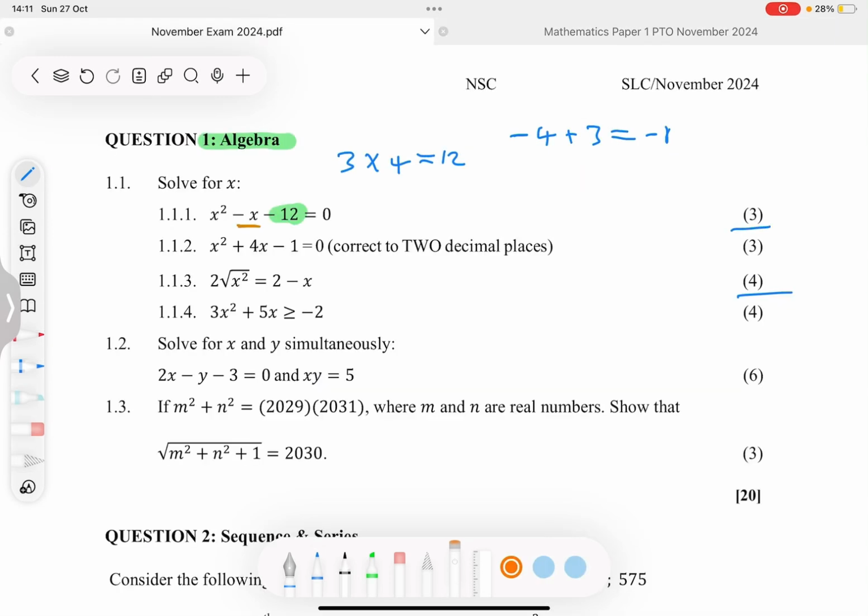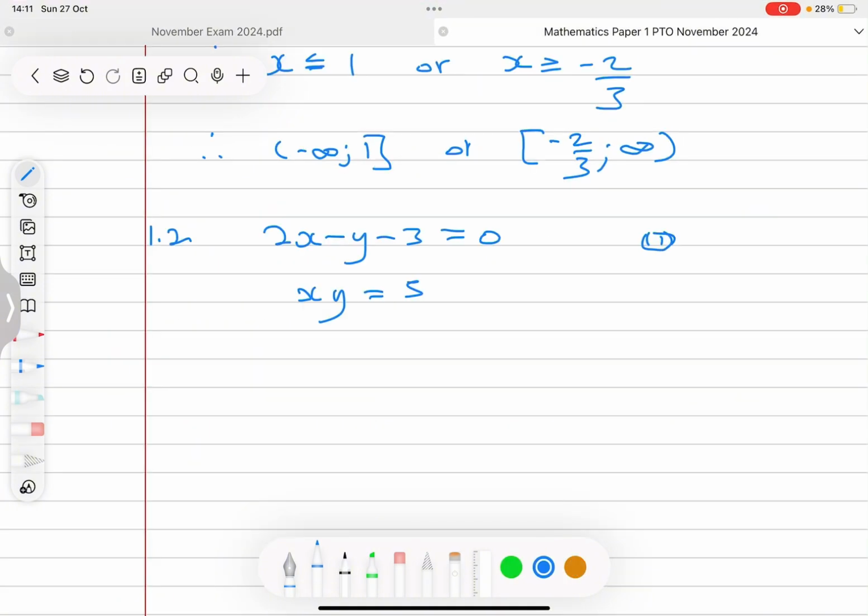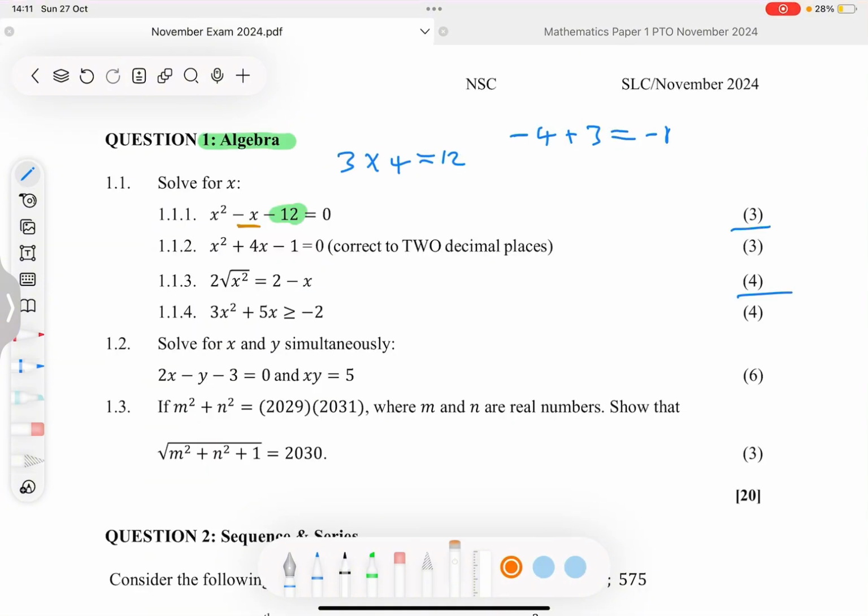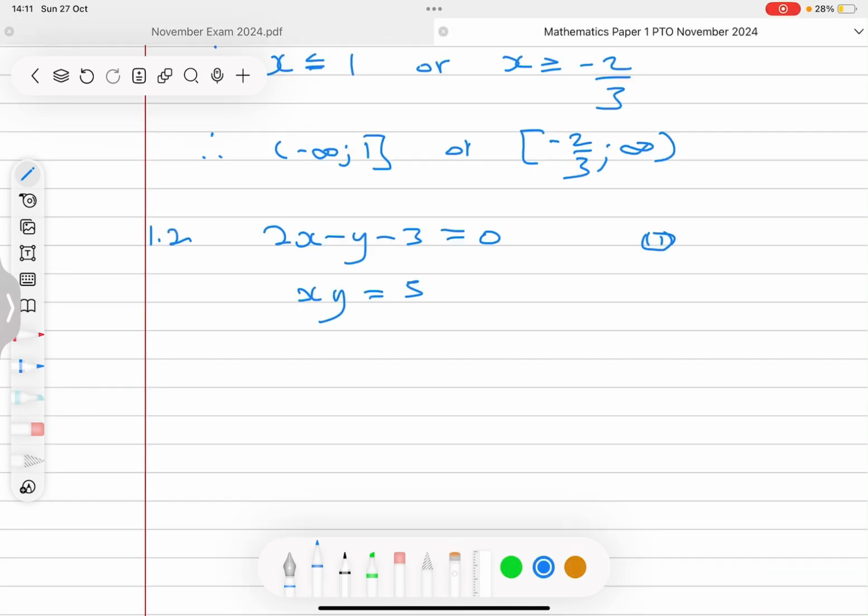Let me just check if I've written everything correctly. Yes, it looks right. Now here I'm going to divide both sides by x because I want to make y the subject of the formula. This will cancel, then I'll be left with 5 over x. So here it means y is equals to 5 over x, and this I'll call equation 2.